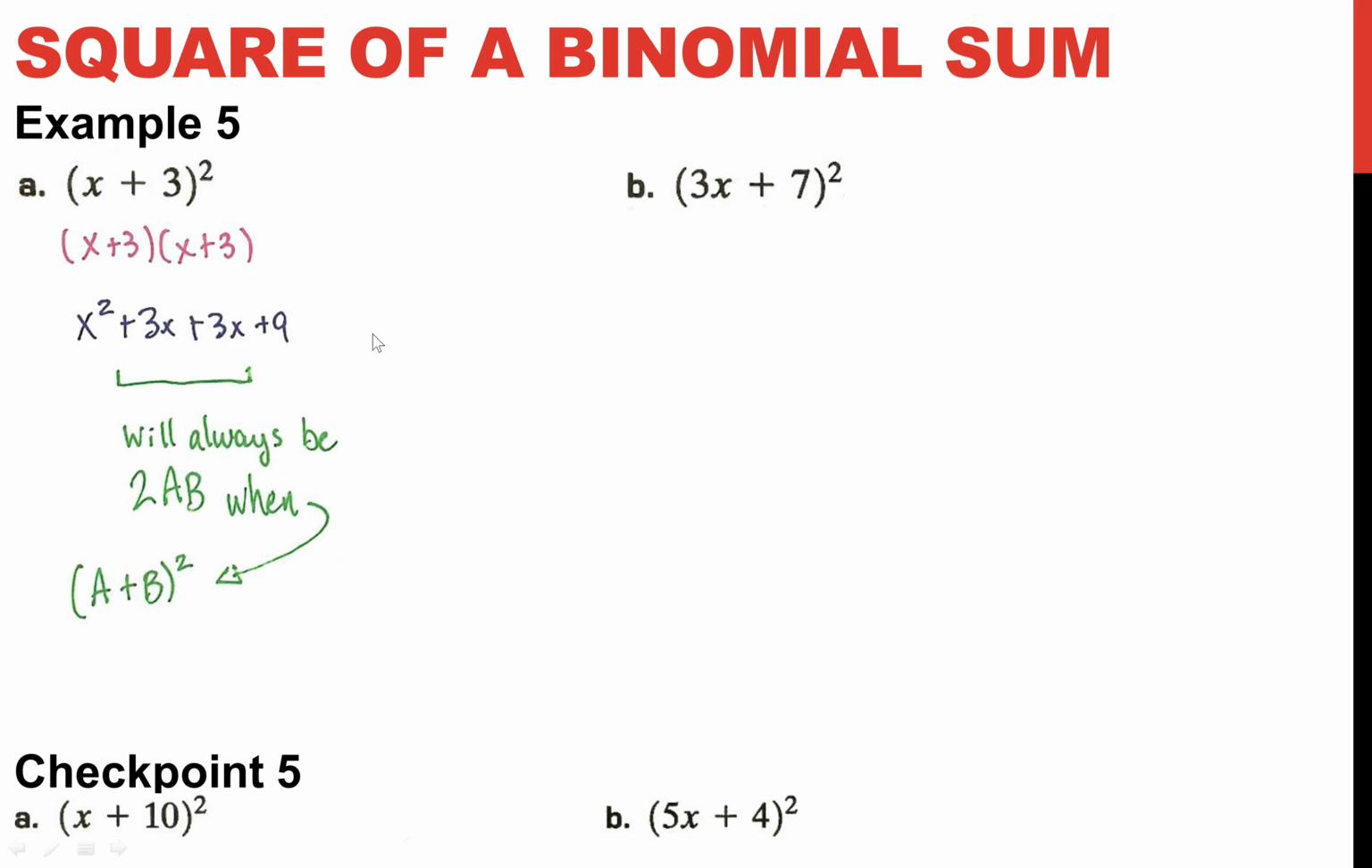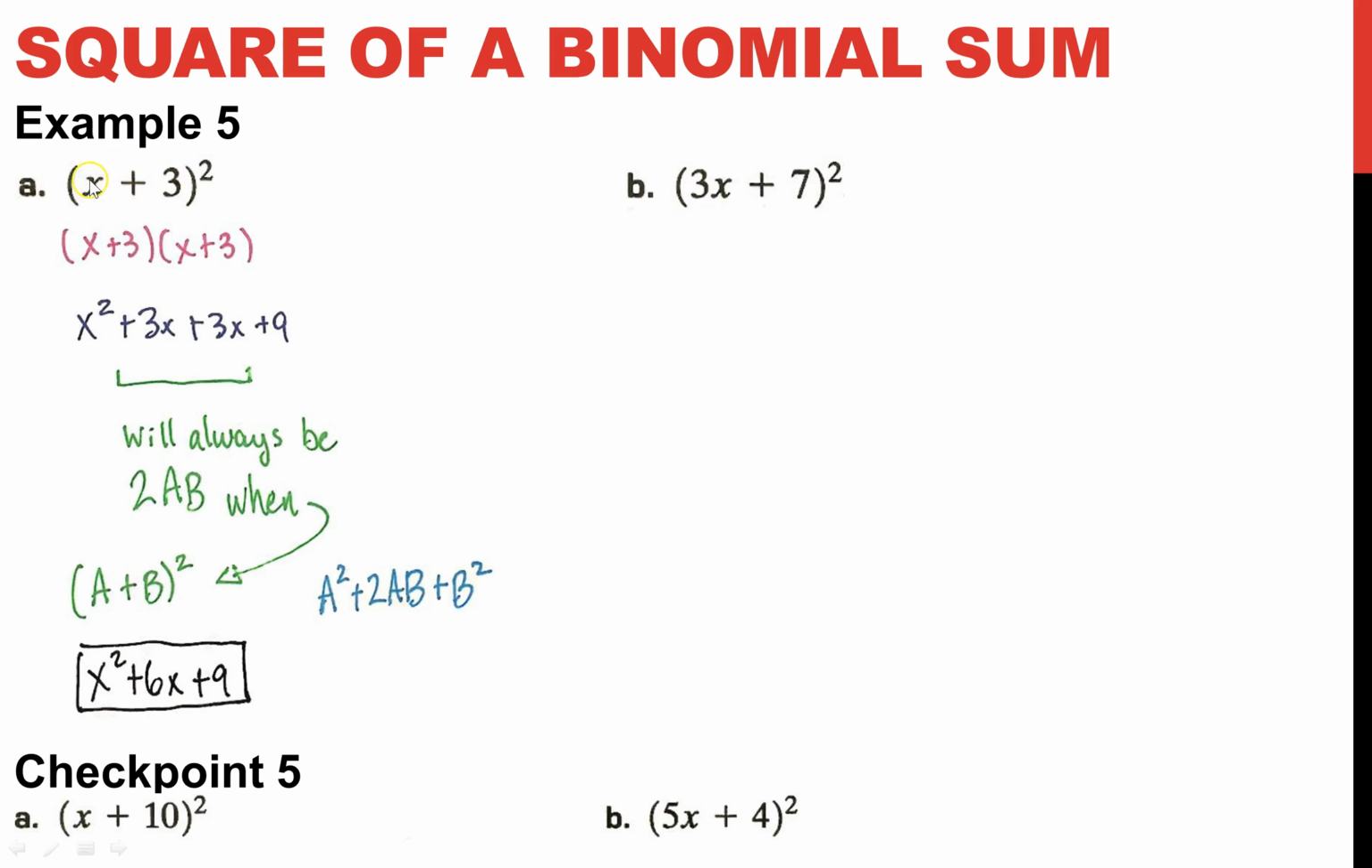So there will always be 2 times a times b, where a is the first term and b is the second term. That's kind of weird to look at, but it'll always turn into a squared plus 2ab plus b squared, or x squared plus 6x plus 9.